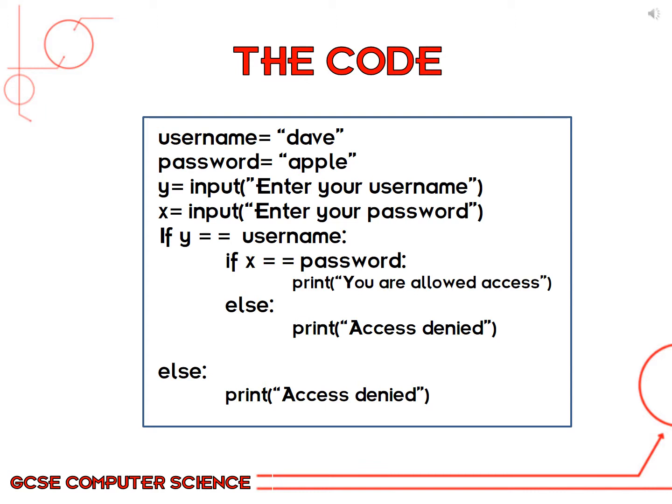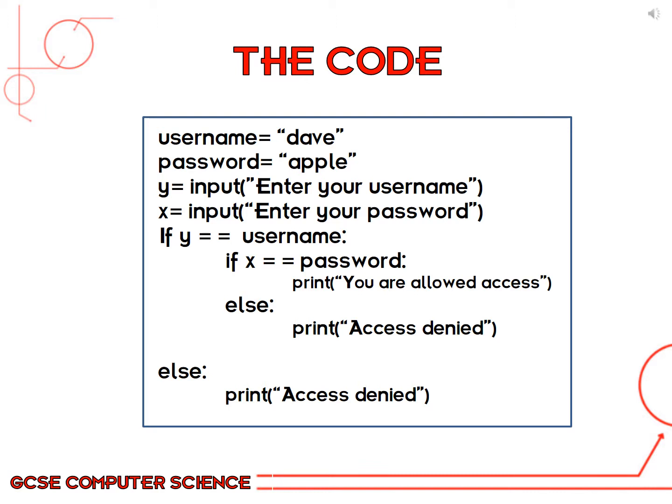So what we need to do is on the fifth line down, we're going to do our first if statement. If Y is equal to username, then we're going to do the next if statement. If it isn't equal to username, then it just says access denied straight away. If it is, then you're going to check to see whether the password that they type in is equal to Apple. If it's equal to Apple, then it'll say you are allowed access.